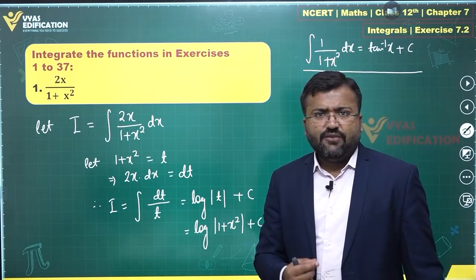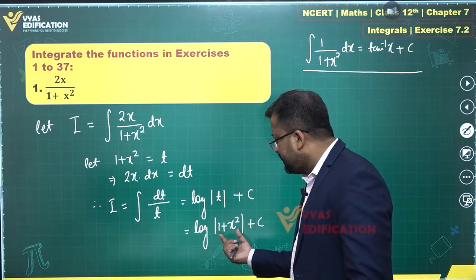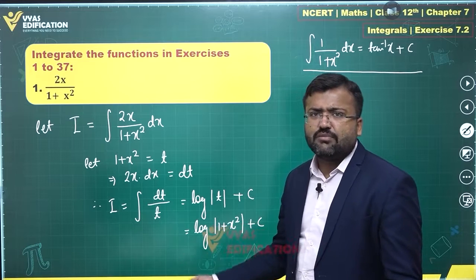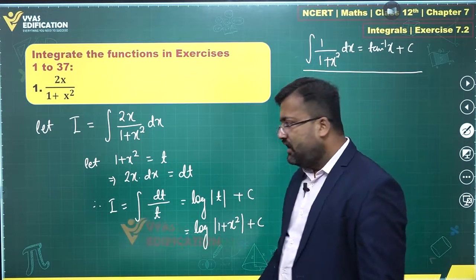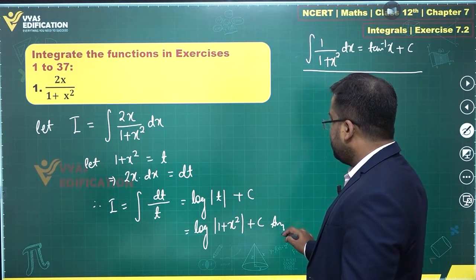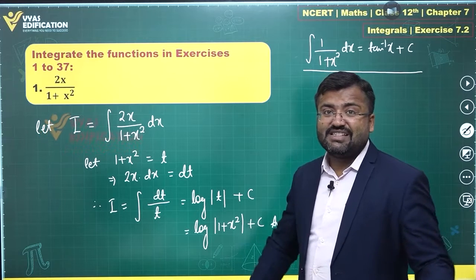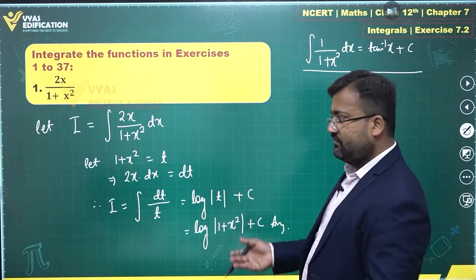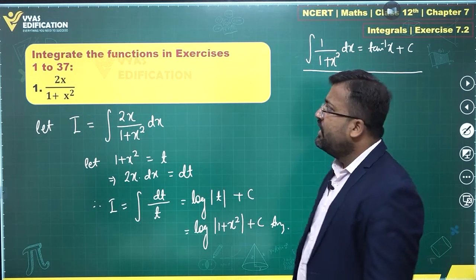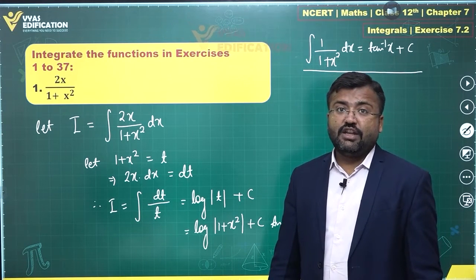If you apply a bit more logic, you can say that 1 plus x square is always positive. So this modulus is not useful. We can use a simple bracket as well. Yes, you could do that, or you could leave the answer at this stage only. This is the final answer for this question, log of mod 1 plus x square plus c. Now mod of 1 plus x square is same as 1 plus x square. That's something which I have mentioned. This is the first question and the complete solution for that. Let's move on to the next one after this.